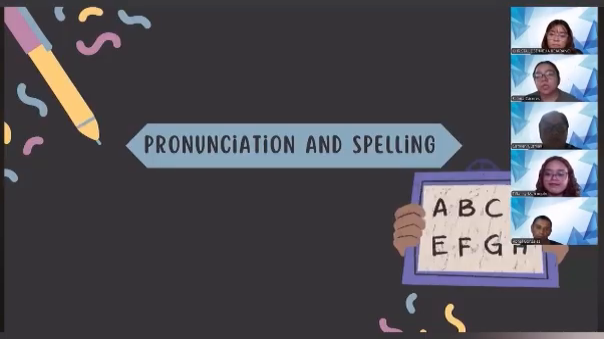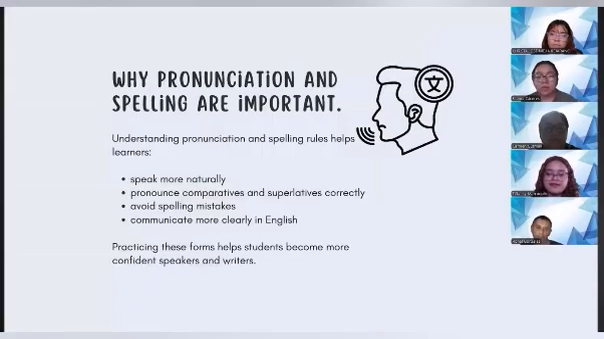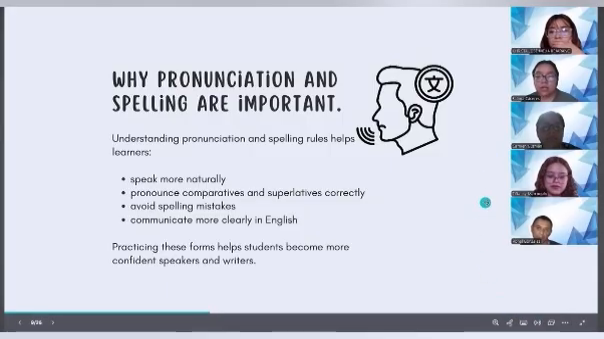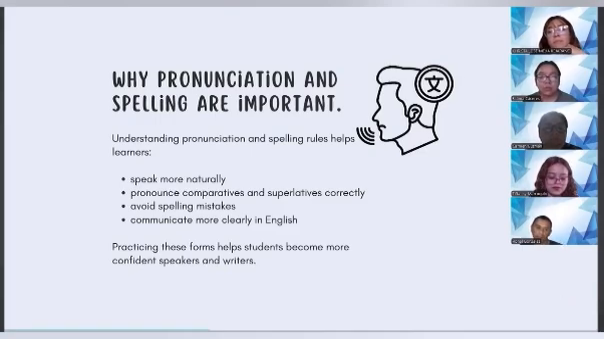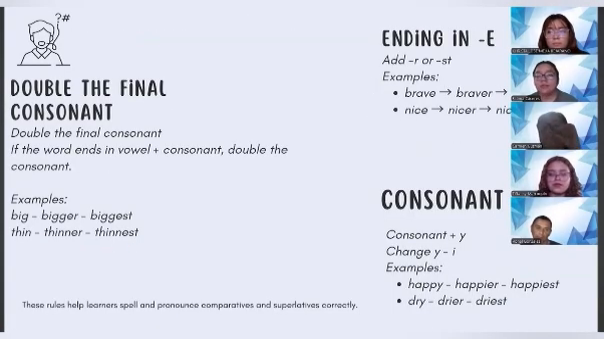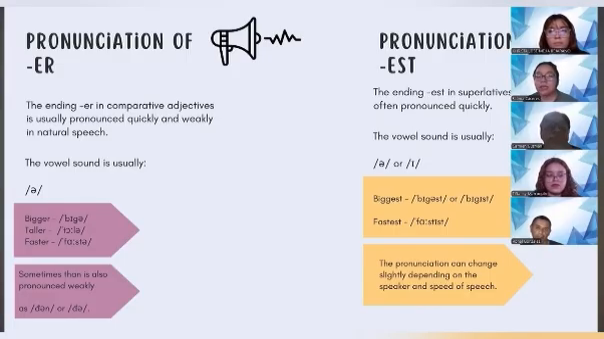I will explain the pronunciation and spelling of comparatives and superlatives. First, why pronunciation and spelling are important. Understanding pronunciation and spelling rules helps learners speak more naturally, pronounce comparatives and superlatives correctly, avoid spelling mistakes, and communicate more clearly in English. In English, the endings er and est are often pronounced very quickly in natural speech. For example, the comparative ending ER usually sounds like uh, as in bigger, faster, or taller.